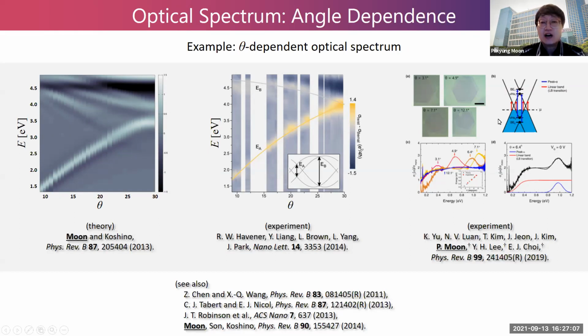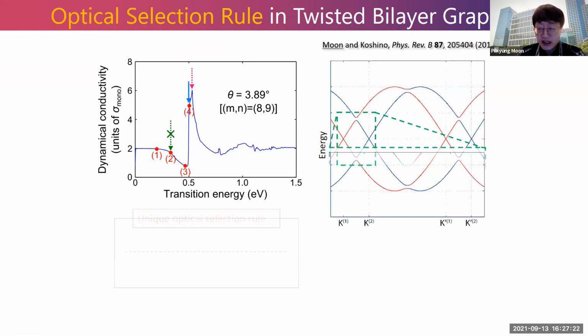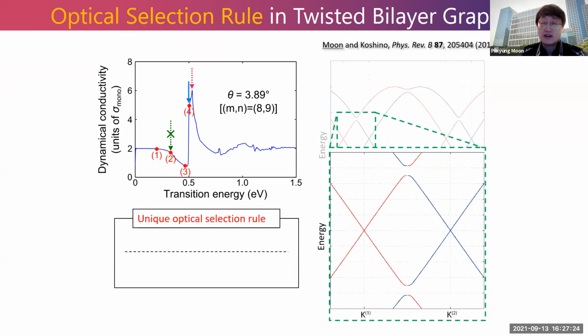However, if you are interested in it, I usually do not recommend using twisted Moiré graphene as optoelectronic devices. This is because usually the strong absorption peak occurs from the transition between Van Hove singularities.